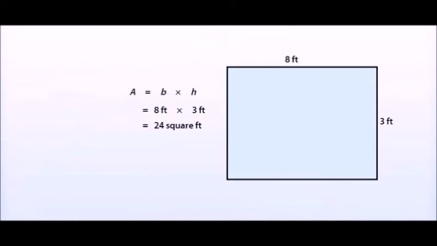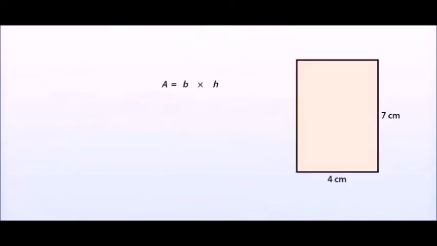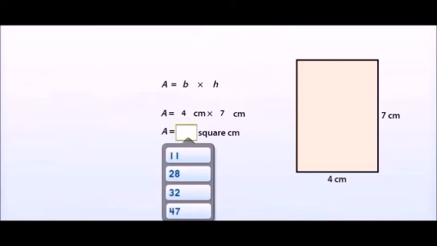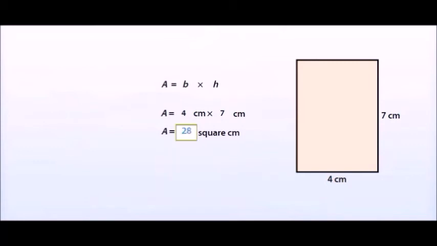Let's find the area of this rectangle. Let's use the formula A equals B times H. Complete the formula with the measurements in this diagram. The formula should be filled in with 4 centimeters for the base and 7 centimeters for the height. What's the area of this rectangle? If you said 28, it's correct. You multiplied correctly. The answer is 28 square centimeters.